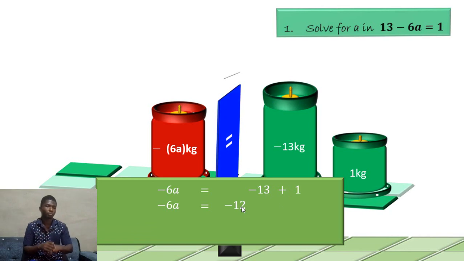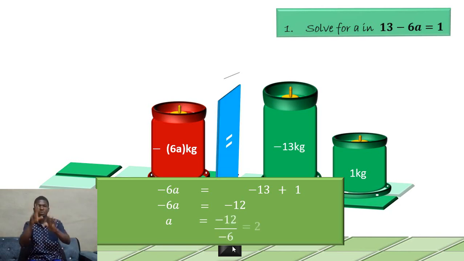Say you have a debt of 13 naira, and you want to pay 1 naira out of it, so you're still owing 12 naira. So this is the debt. So now what is a? To find a, you divide both sides by minus 6. So you will have minus 12 over minus 6. Then your a equals 2. Alright, your a equals what? Your a equals 2. So the value of a in this equation is 2.